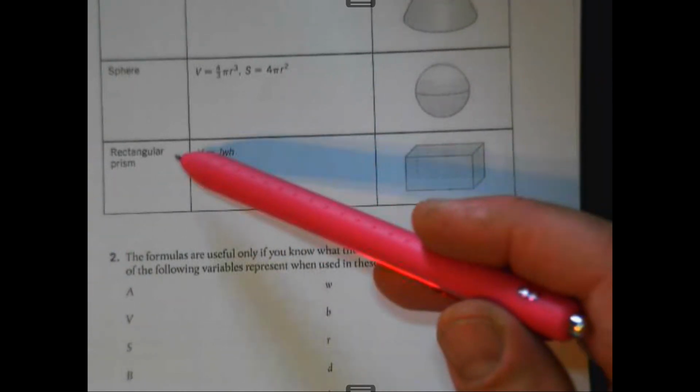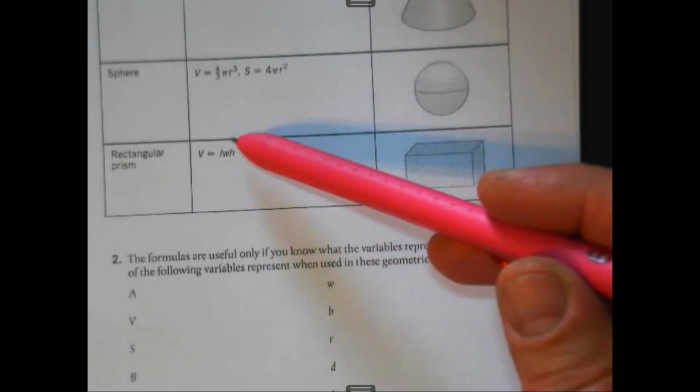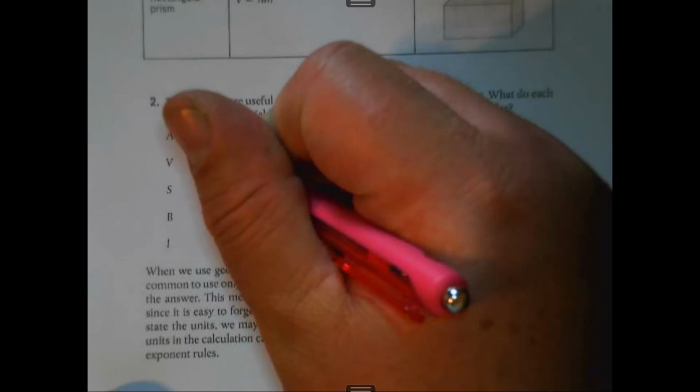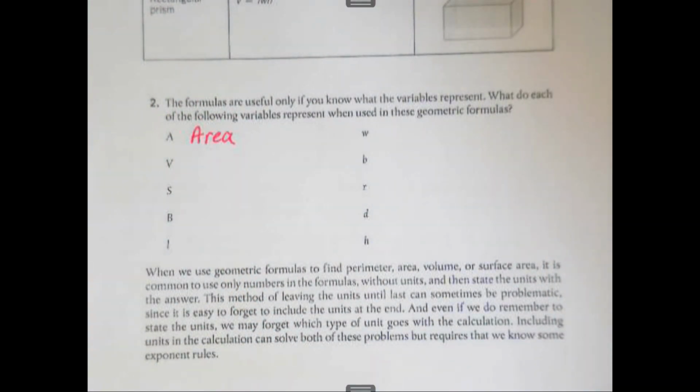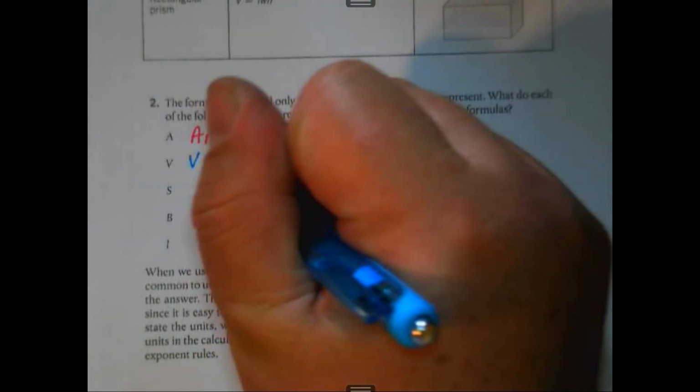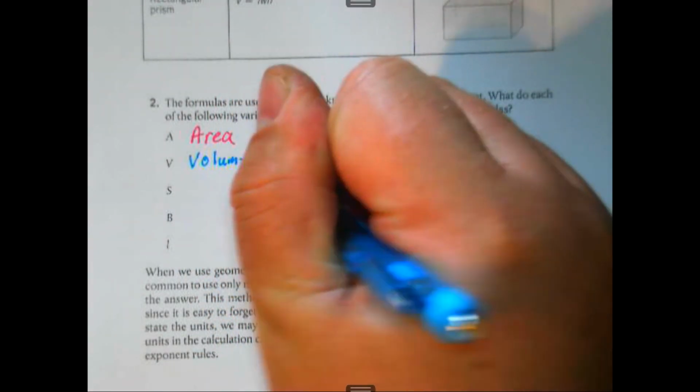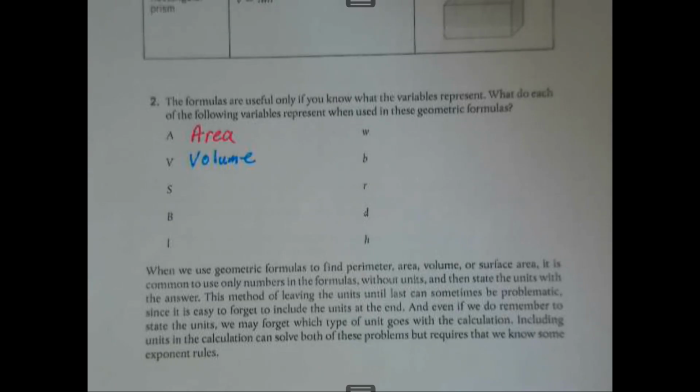And then a rectangular prism or cube. Cube's a little different. It's a special rectangular prism. The volume's length times width times height. Now, here's the representations of all this. Capital A is area. Capital V is volume. Capital S is surface area.